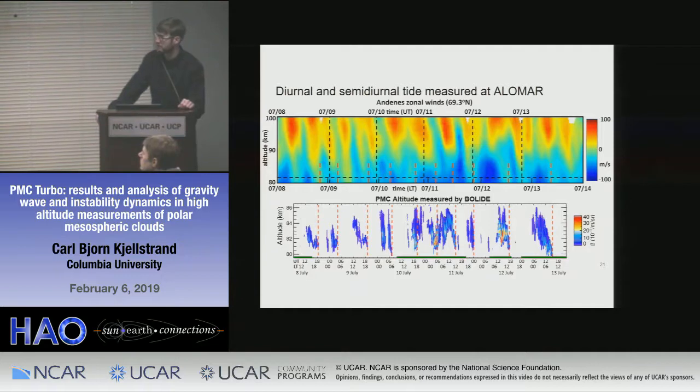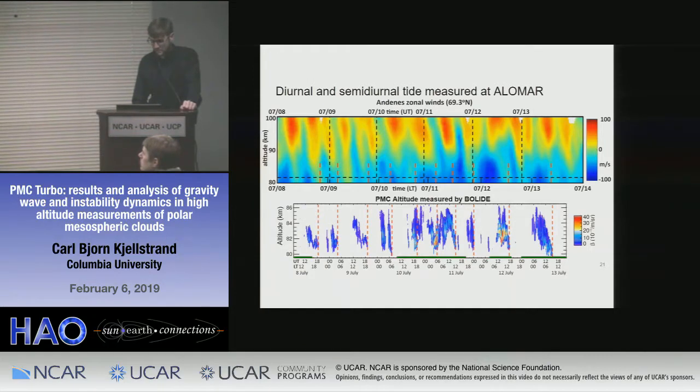So this is basically showing us the diurnal tide and semi-diurnal tide effects. There's a lot going on in this graph, so I'll walk through some of these lines. The black dashed vertical lines are days in UT. The top graph shows both time in UT and also local time to the balloon. Of course, we started very close to Alomar and we drifted away, so there is some phase difference.